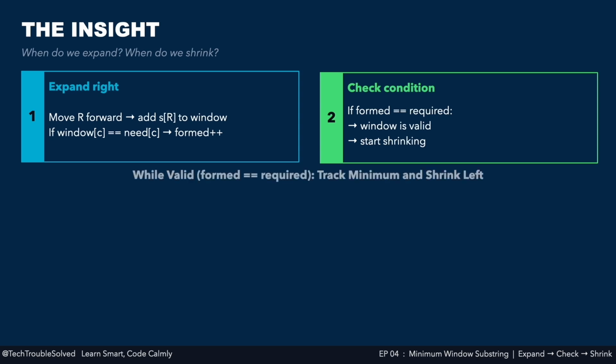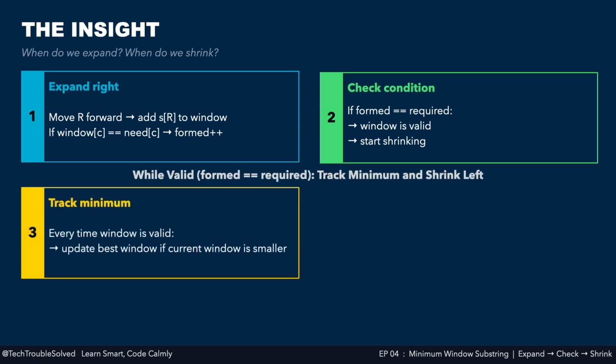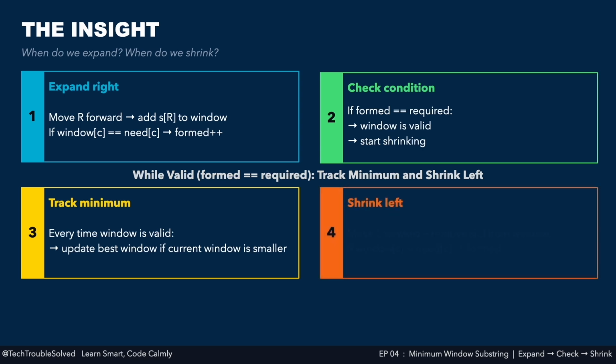Step 3. Track. While the window is valid, compare its size to the best we have seen. Update if it's smaller. Record L and R. Step 4. Shrink. Still inside the valid window, move L forward. Remove S of L from the window. Did that removal break a required count? If window of C is less than need of C, yes. Decrement formed. Window is now invalid. Go back to expanding.